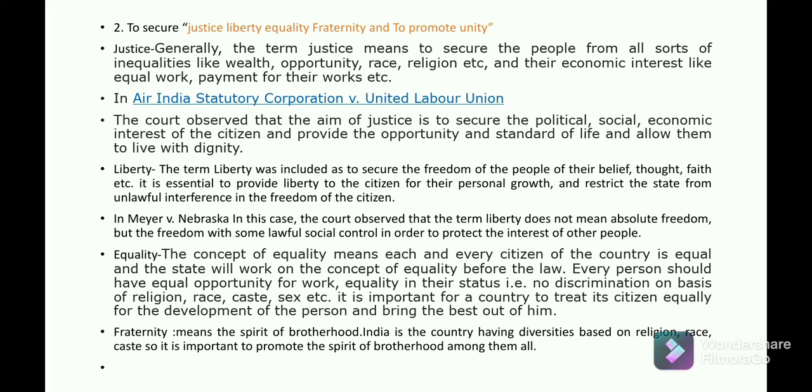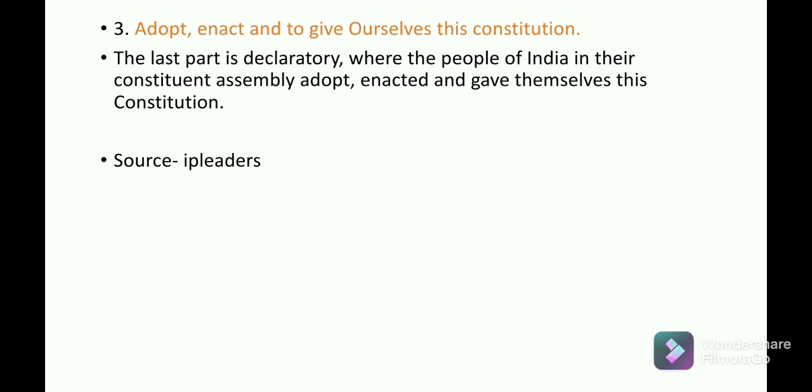So we should be in the brotherhood, or fraternity, that is what it's all about. Now the third is a declarative clause, that is: adopt, enact, and give ourselves this constitution. So the people of India, as we started from "We, the people of India", is all about the people of India, in whom the supreme power of the republic lies. Okay, so here are the people of India.